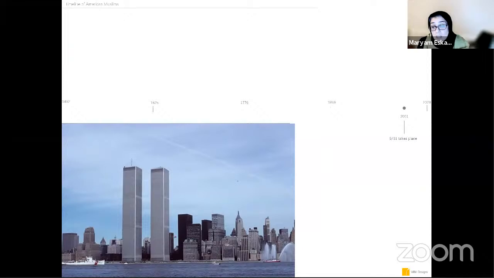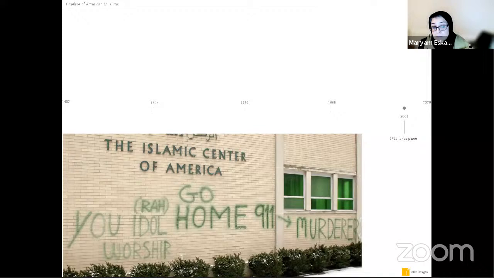Unfortunately, the events of 9/11 that took place in 2001, with the World Trade Towers coming down, made it very hard for Muslims to build mosques in the United States. Because when they did build mosques, they were often targeted. People would come and graffiti them, they would set them on fire. And this is the spray paint that was done outside of a mosque in Michigan.